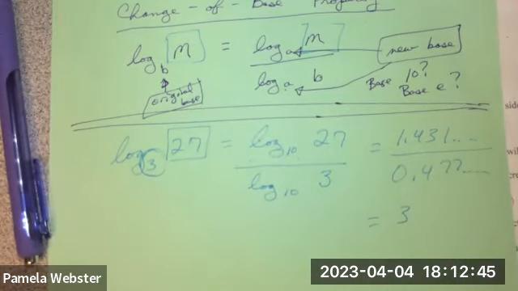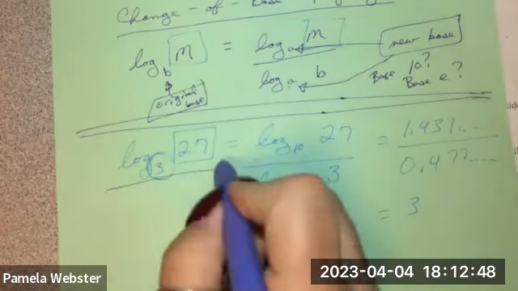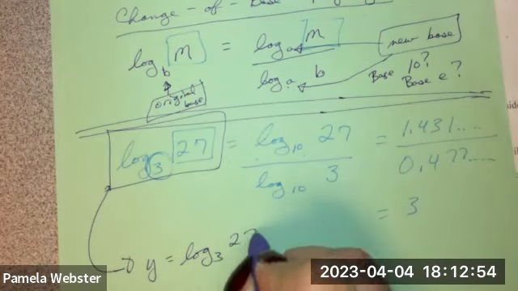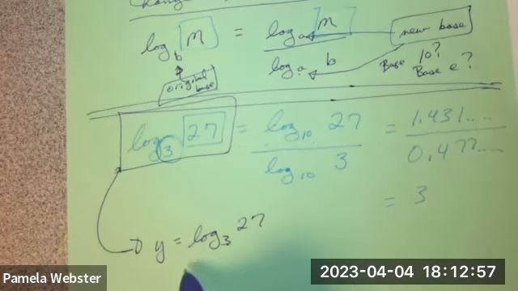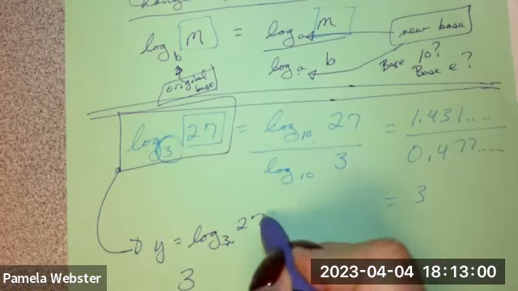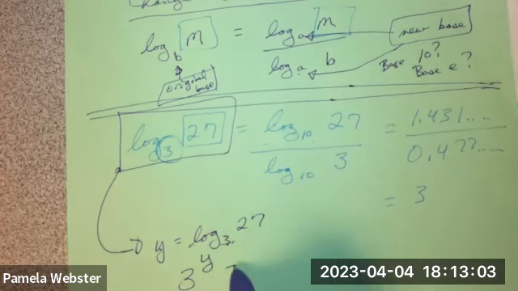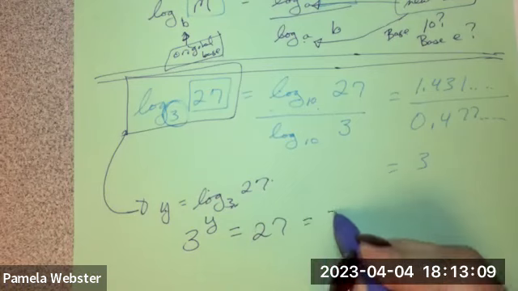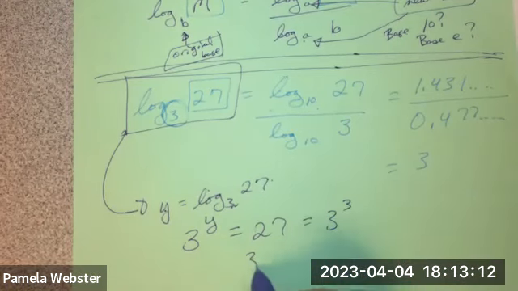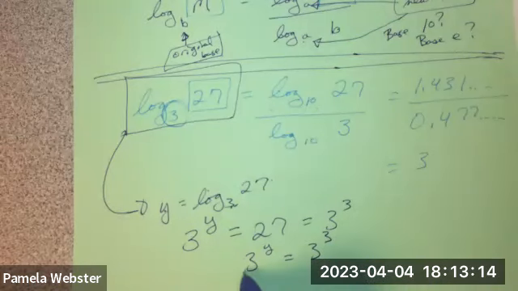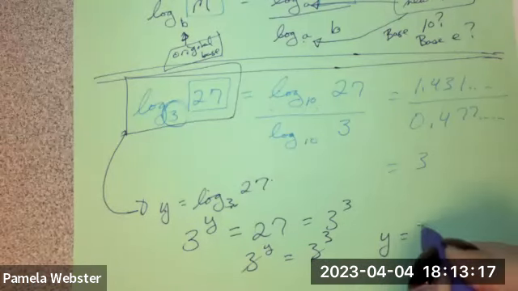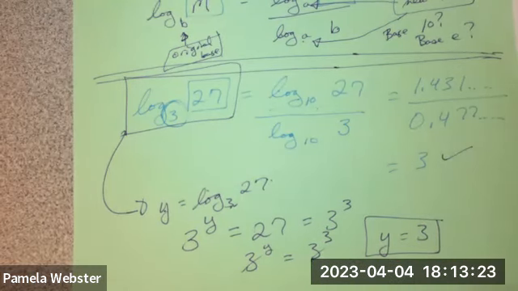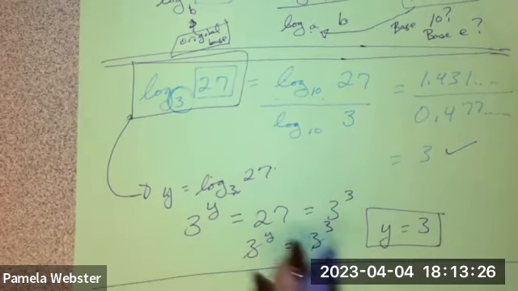And if we think about it, let's take just a second to go back to our log properties. This is like y equals log base 3 of 27. Isn't that the same as 3 to the y equals 27? And then 27 is 3 to the 3rd. So 3 to the y equals 3 to the 3rd. We know when we have the same bases, we can just deal with the exponents. Y equals 3. Oh, look, our calculator is right. So we can do it using our log properties that we already had.